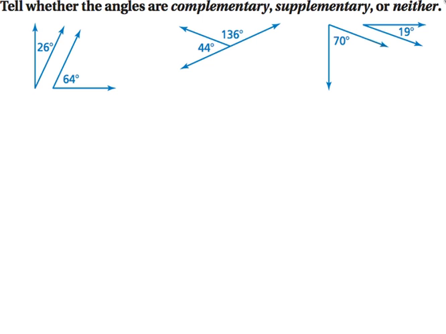Okay, next we're going to look at definitions for complementary and supplementary. Remember, we're looking for either 90 degrees or 180 degrees. So in each of these, I'm just going to add up the two numbers that I see and then decide which one applies. So 26 plus 64, that adds up to 90 degrees. So I would write that these are complementary.